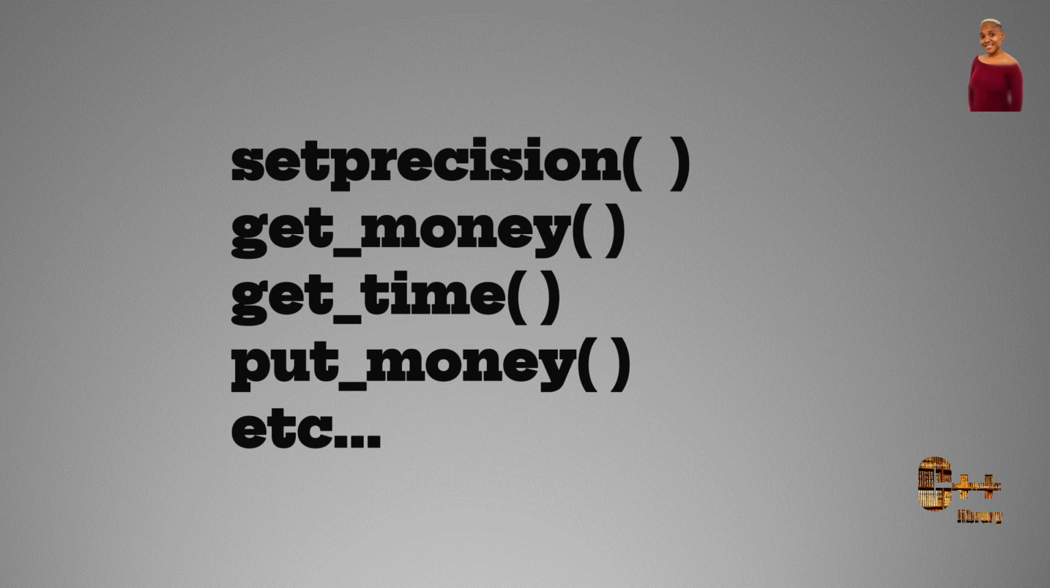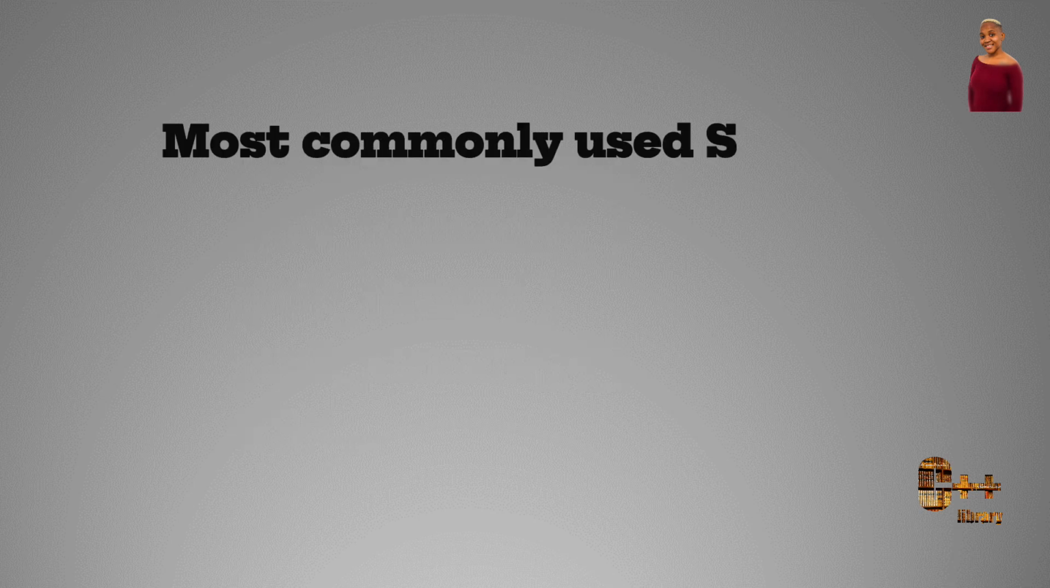This can be a collection of classes, functions, or other code that you want to reuse across multiple projects. Here are the most commonly used standard C++ libraries. We've got your IOStream, which we've already used in our code example, and this is used for your input-output operations, where we had your cin, cout, your insertion and extraction operators, and so many other functions you can find within the IOStream library.